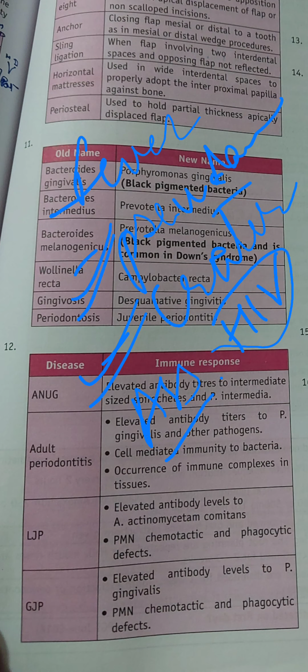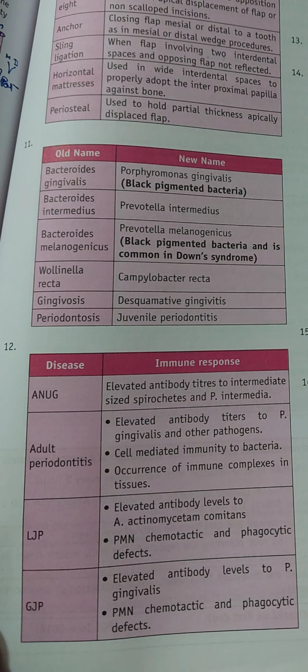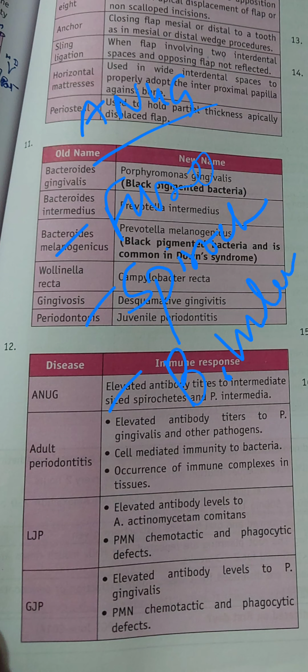In this case the immune response reacts by elevating antibody titers to intermediate size spirochetes and Prevotella intermedia. If we talk about the particular organisms found in ANUG, you'll be finding fusobacteria, you'll be finding spirochetes, and Prevotella intermedia, also called Bacteroides intermedius. We also call it Prevotella intermedia. So all these organisms are found in ANUG.